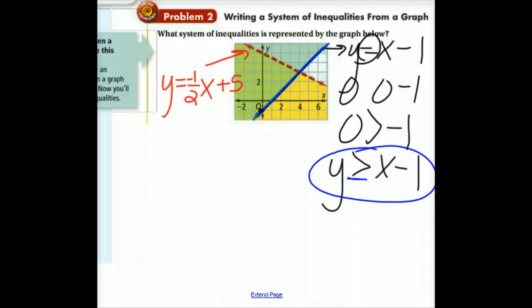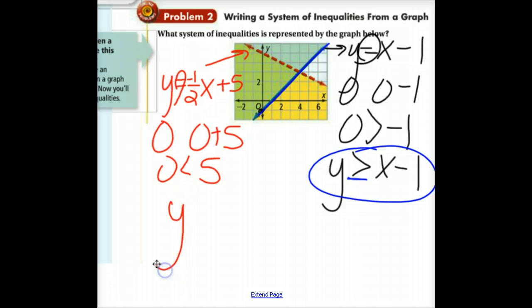So 0, 0 must have been a solution. I'm going to put that in. 0 and 5. For this to work, 0 is less than 5. So I'm going to put that in for my equal sign. Y is less than negative half x plus 5.